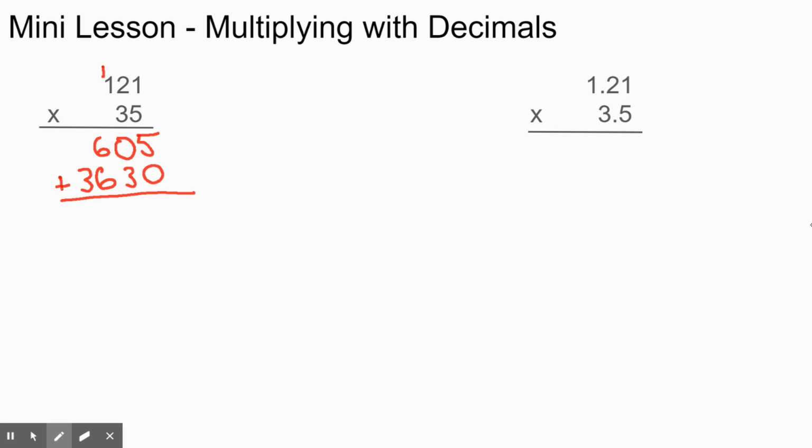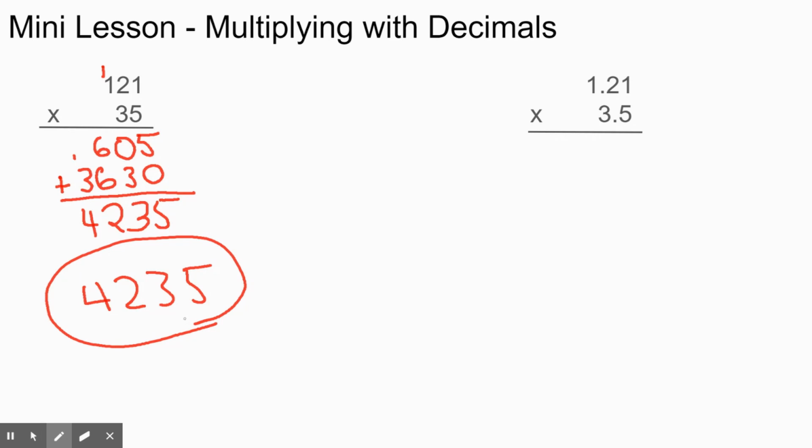And then we just have to add these together. So we have 5 plus 0, which is 5. 0 plus 3 is 3. 6 plus 6 is 12, so we're going to put the 2 here, carry the 1, and then 3 plus 1 is 4. So the solution to our 121 times 35 is 4,235.